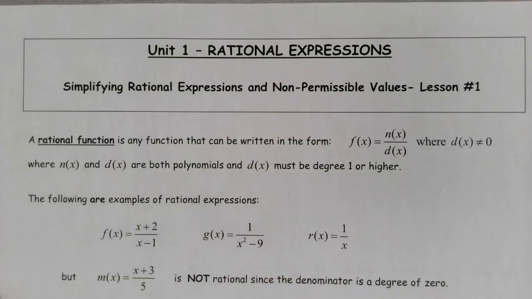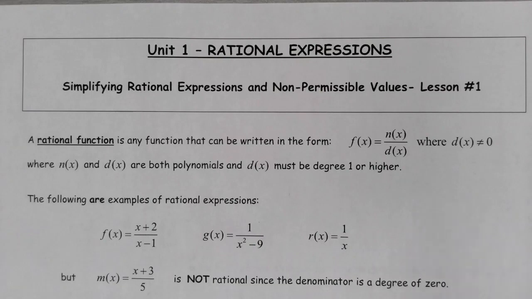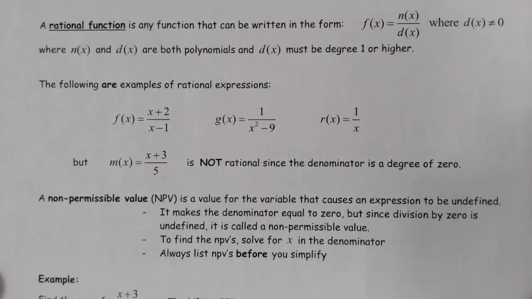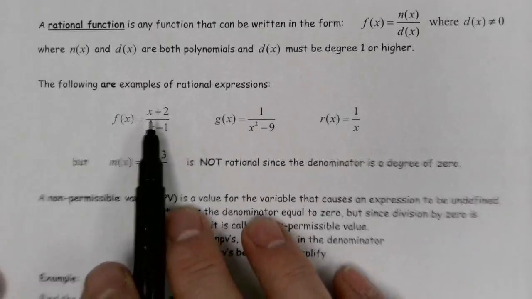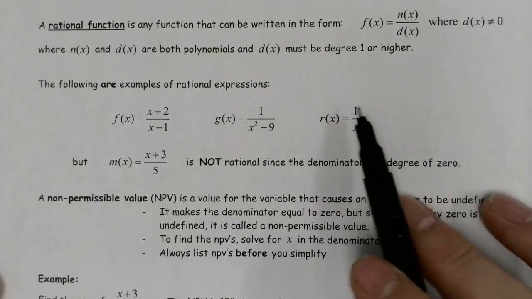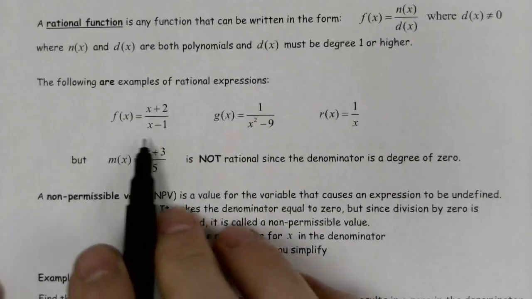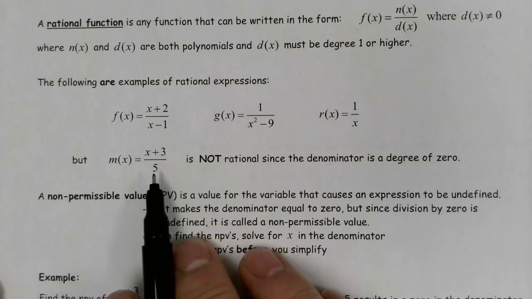Specifically, we're looking at polynomials. And for the time being, we're going to say that d of x, the denominator, has to have a degree of 1 or higher. That's not necessarily strictly true, but it makes things a little bit easier if we restrict it like that. So these are rational functions because you've got a polynomial over a polynomial: degree 1 over degree 1, here a degree 0 over a degree 2, and here a degree 0 over degree 1. But for the time being, this one right here is not a rational function, simply because the denominator has a degree of 0.